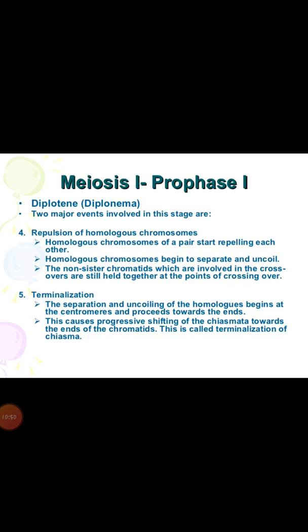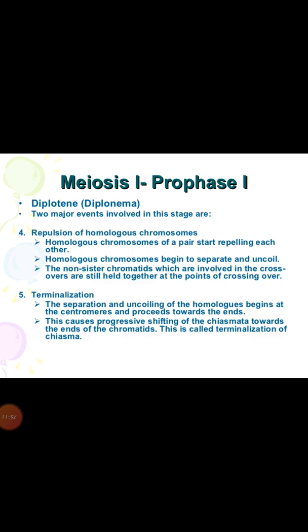The separation and uncoiling of the homologous chromosomes begins at the centromere and proceeds toward the ends. This causes progressive shifting of the chiasmata toward the ends of the chromatids. This is called terminalization of chiasmata. It is also called unzipping. During the pachytene stage, many chiasmata form due to crossing over, and these chiasmata open like unzipping, and then they come to the end of the chromatids, and finally the chromosomes get separated. This is called terminalization.